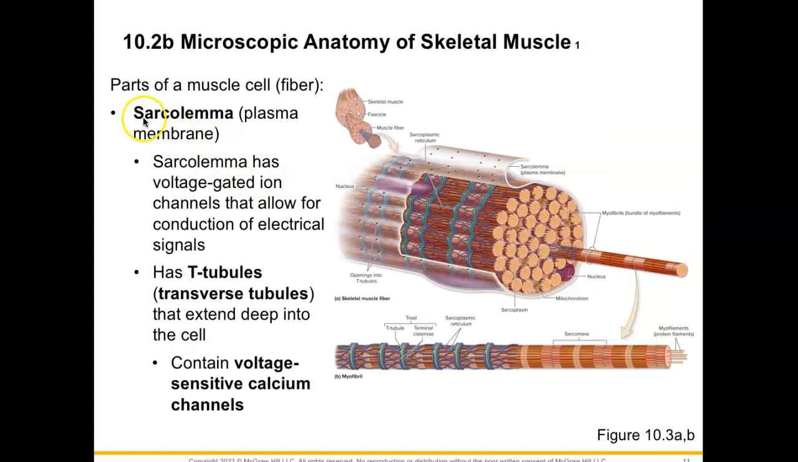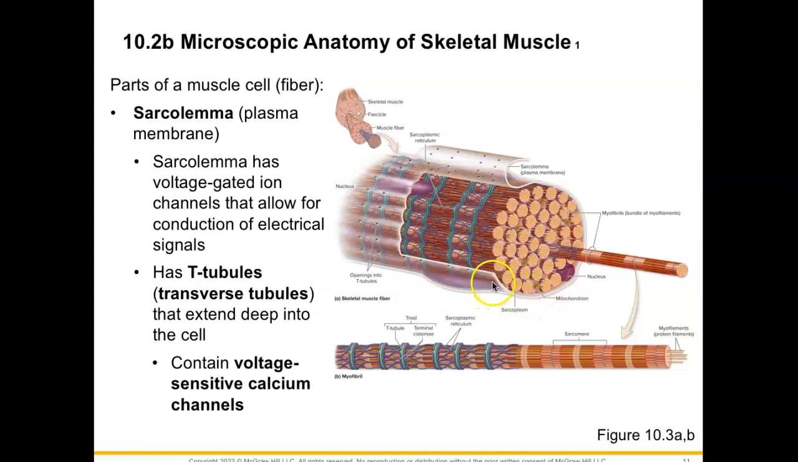Now for another special term, our sarcolemma is the term that we are going to use for our muscle cell's plasma membrane. So this in the translucent color here is serving as our sarcolemma. Notice how it's forming a boundary for our muscle cell. And this is really going to be important because our sarcolemma has a voltage-gated ion channel that's allowing for conduction of electrical signals here.